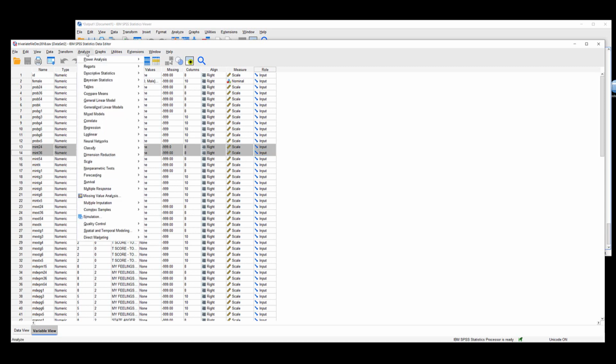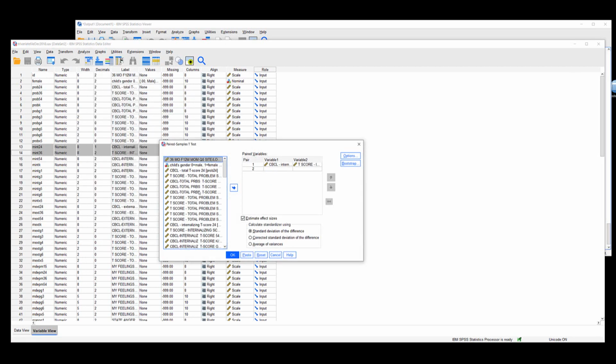So I'm going to go to Analyze, and again, Compare Means, and I'm going to go to Paired Samples t-test. SPSS calls it Paired Samples t-test. I'm calling it Repeated Measures t-test. It's got a few different names to it, unfortunately. And what I'll do is I grabbed my two internalizing scores. I did this before this video, and so this is internalizing at 24 months and then internalizing at 36 months. This pair goes here, and this is what I'm going to analyze.